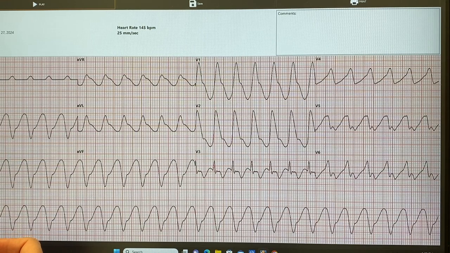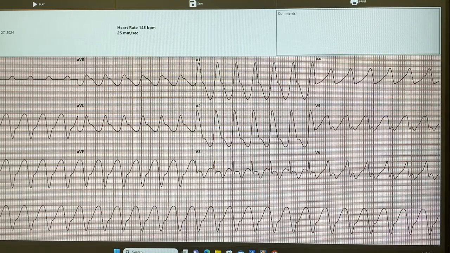Eight small squares. Okay, so we needed how much to be narrow? Less than 0.12 seconds. Less than how many small squares? We want it less than 3. 3 small squares. So it's way more than 3. Right? Way more than 3.